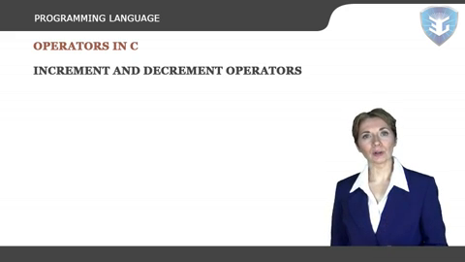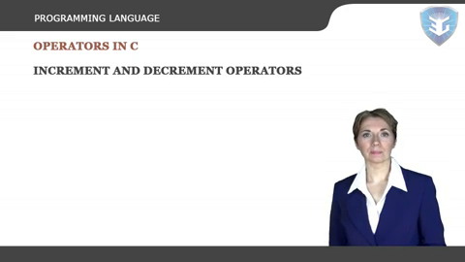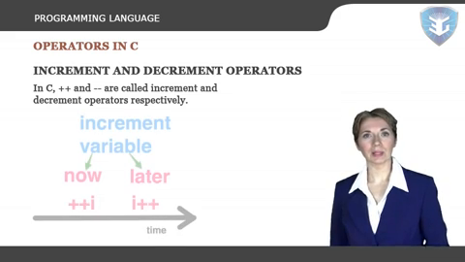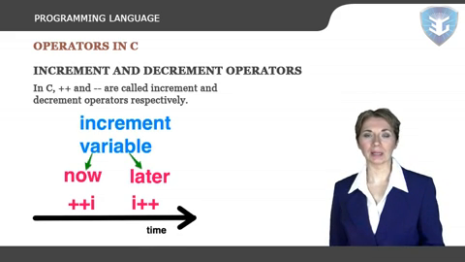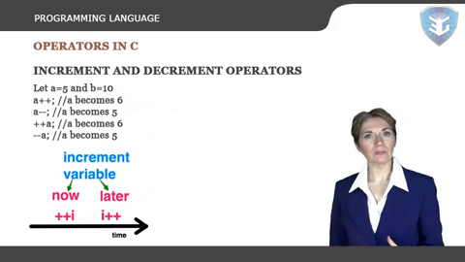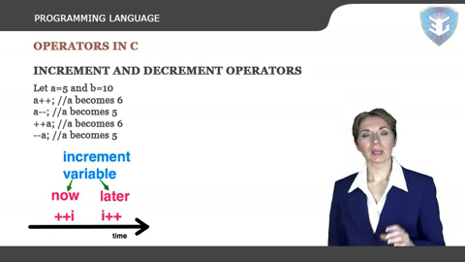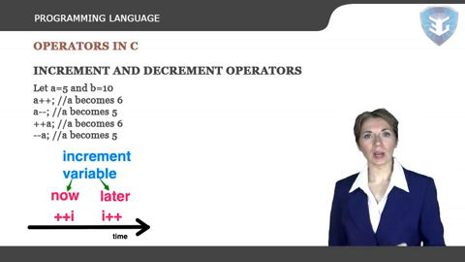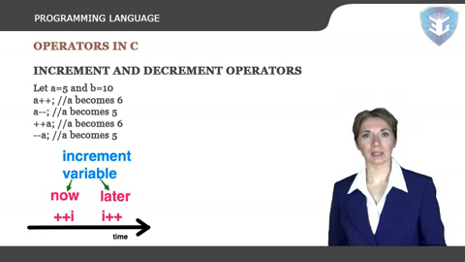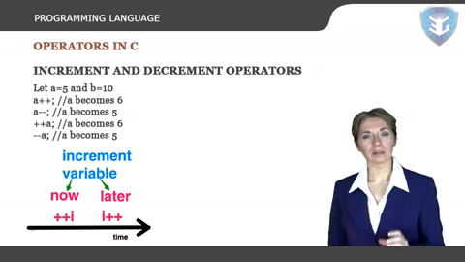Number 2, increment and decrement operators. In C, ++ and -- are called increment and decrement operators, respectively. Both of these operators are unary operators, that is, used on a single operand. ++ adds 1 to the operand, and -- subtracts 1 from the operand, respectively. To be clear, look at the example shown on the screen.